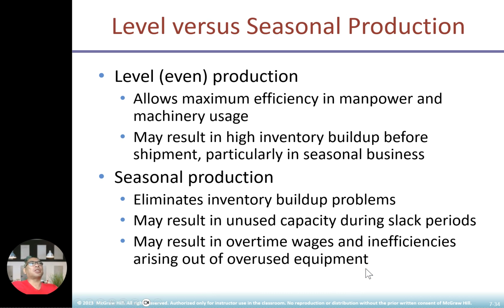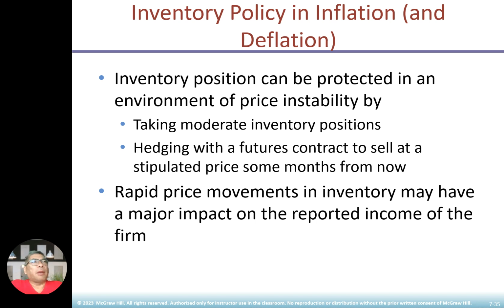The most seasonal products are like Christmas stuff, Christmas decorations, or let's say Thanksgiving decorations, and then Valentine decorations. These are the seasonal products. Okay. Inventory position can be protected against environment and price instability by taking moderate inventory positions, hedging with future contracts to sell at stipulated prices some months from now. Okay, you can hedge it as well. Rapid price movement in inventory may have a major impact on the reported income of the firm.